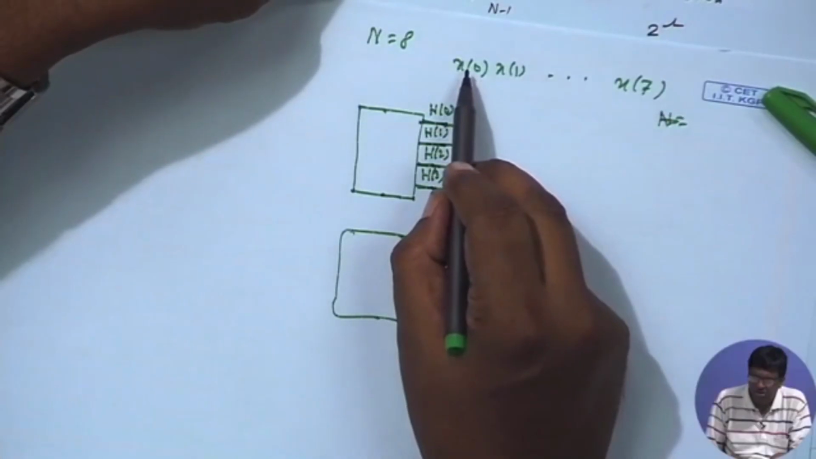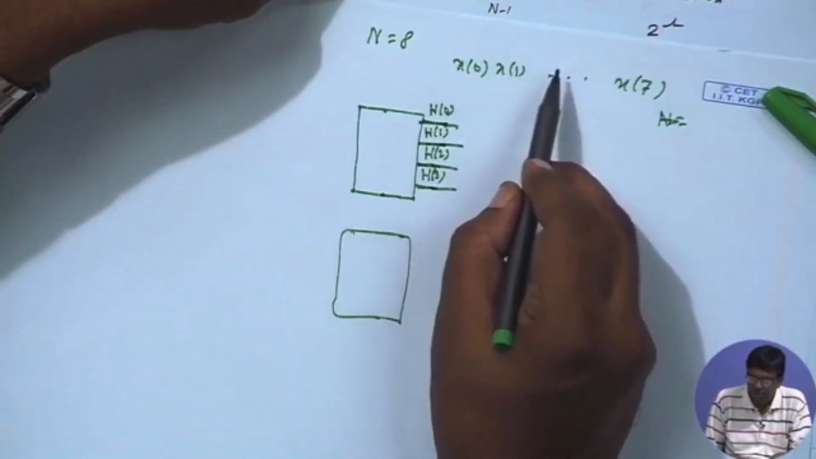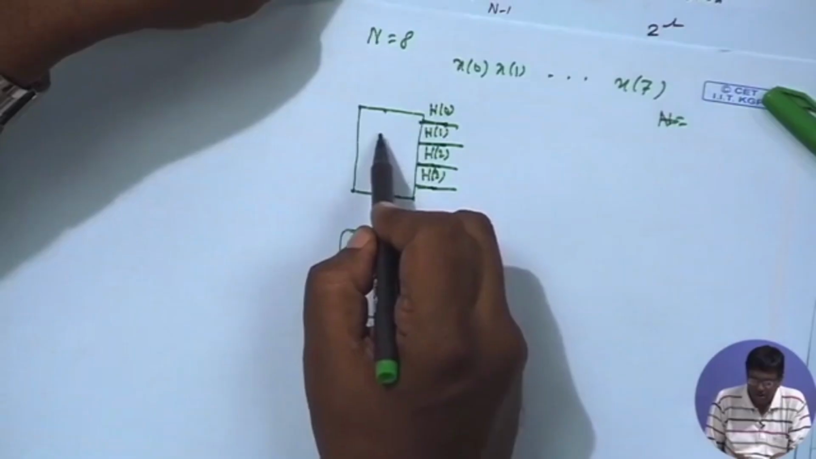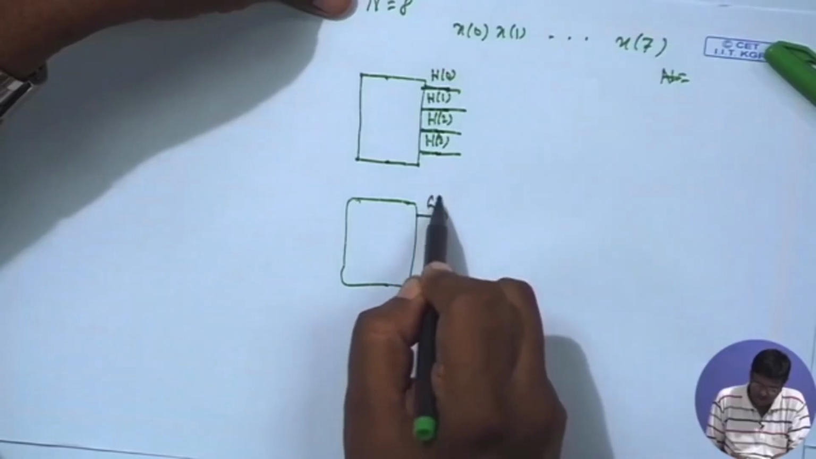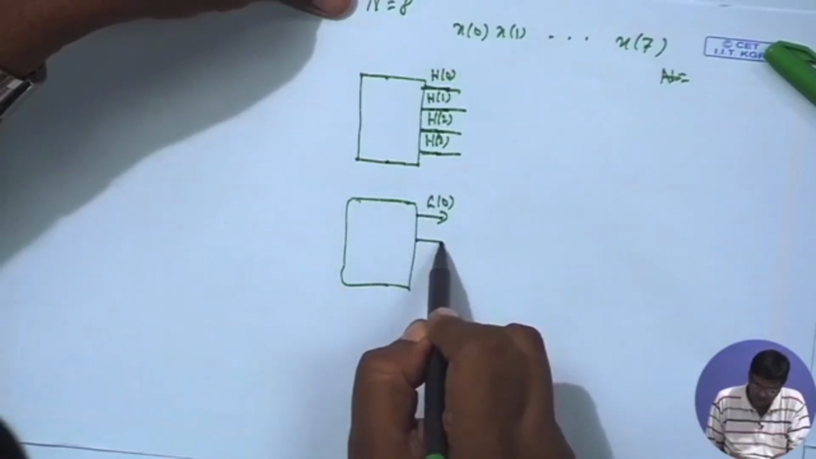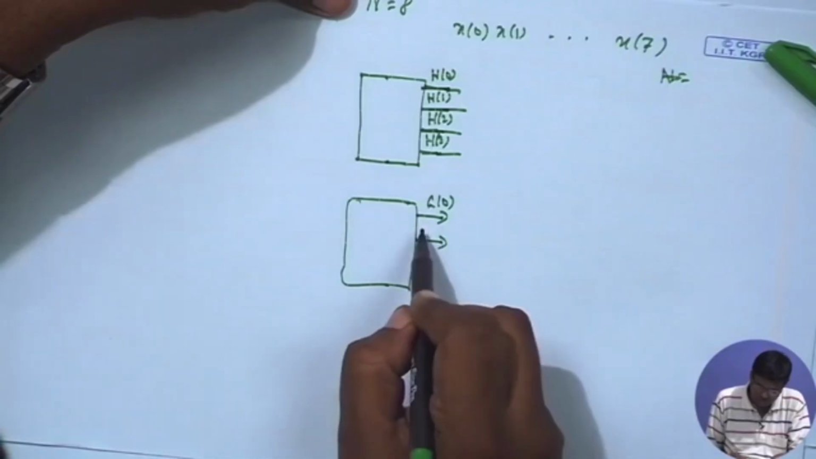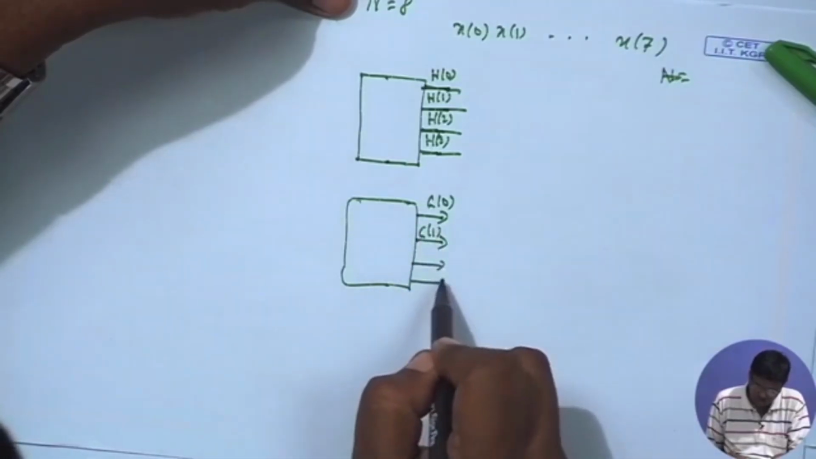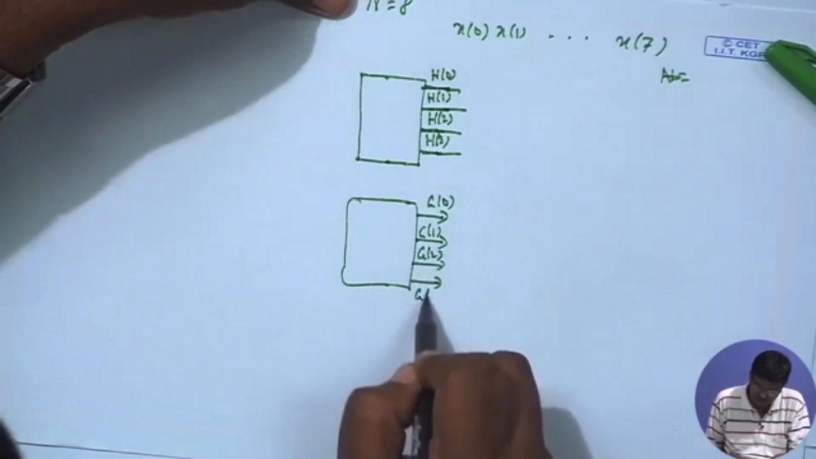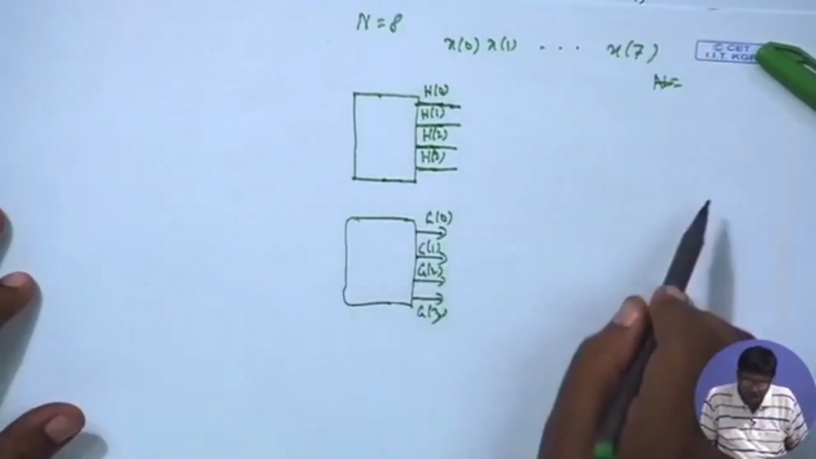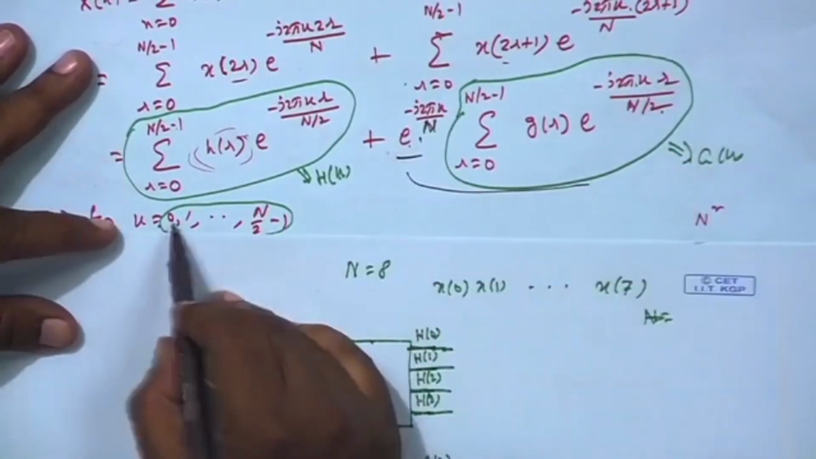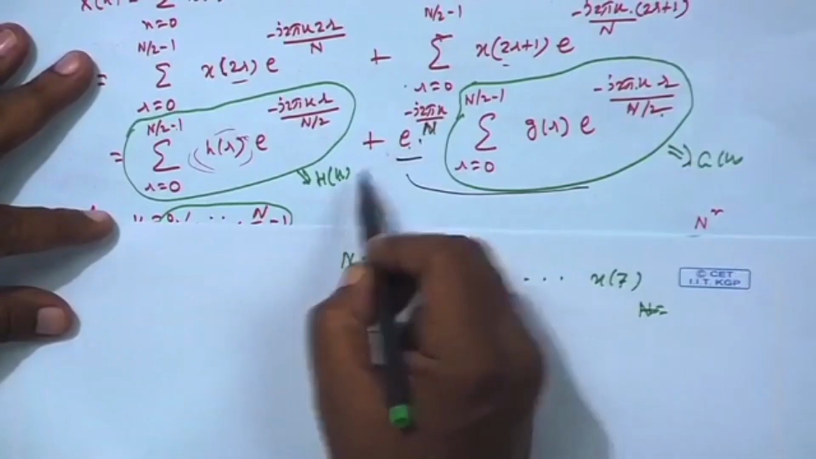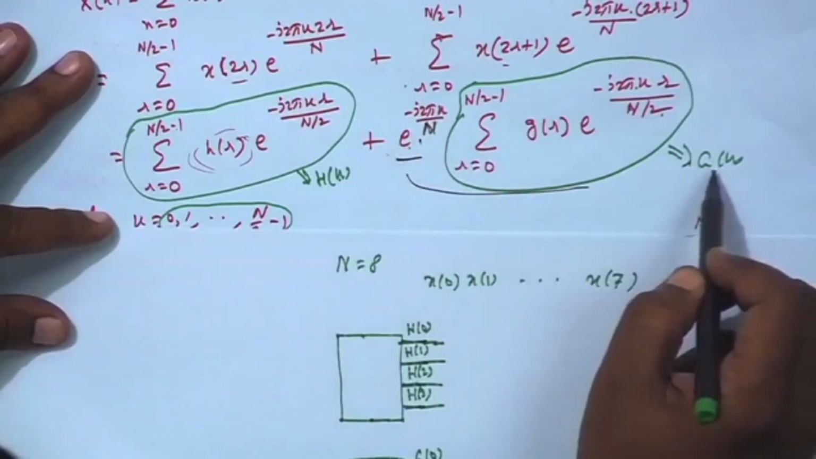So, if you take the even points x 0, x 2, x 4, x 6, and take their DFT, they are coming out as H k. And here suppose you have got this for the odd part. Okay. Then from this formula you have to find out the final output X 0. So, that will be H 0 plus this factor times G 0.